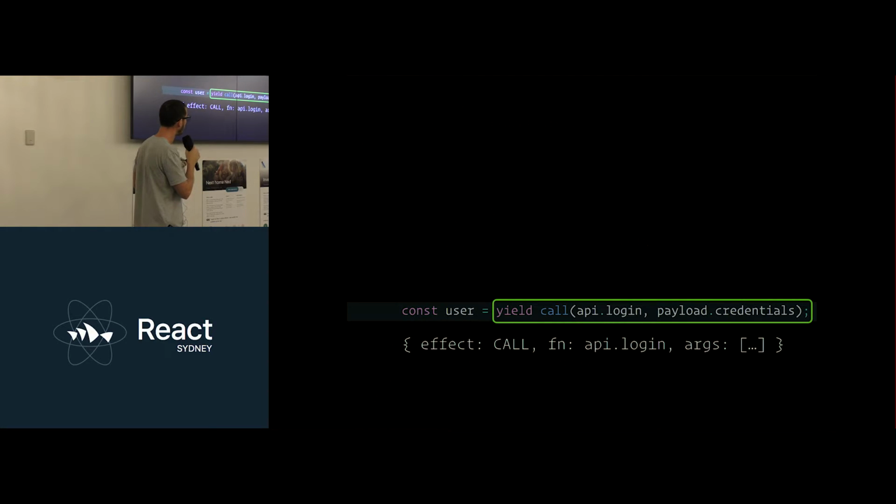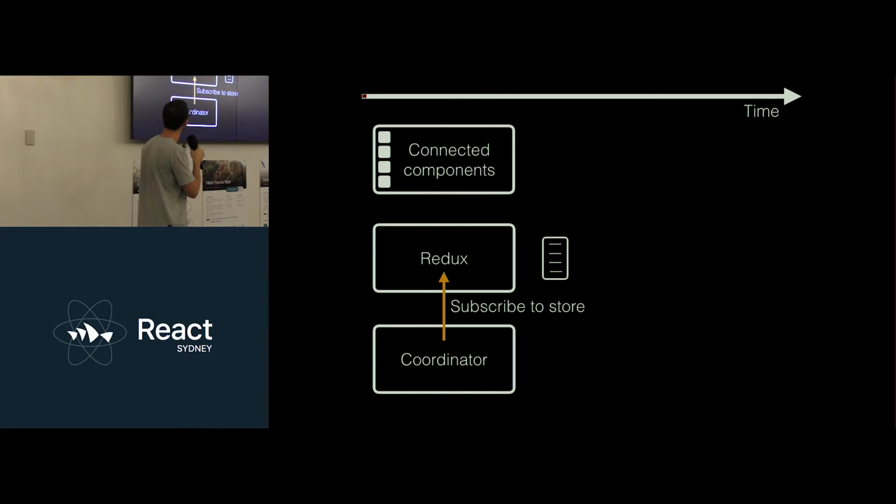And also call. An important takeaway here is that API.logging was not actually called. The redux-saga will take care of calling this API for us. That means we won't need to test this API when testing. We won't need to mock it.